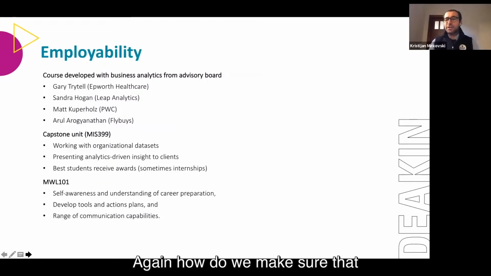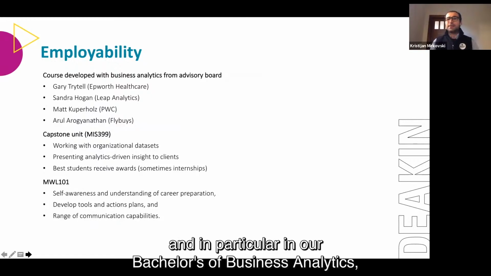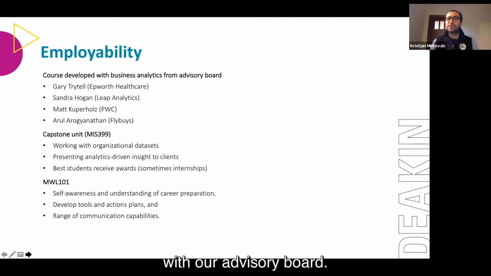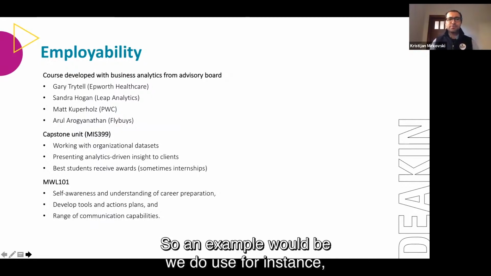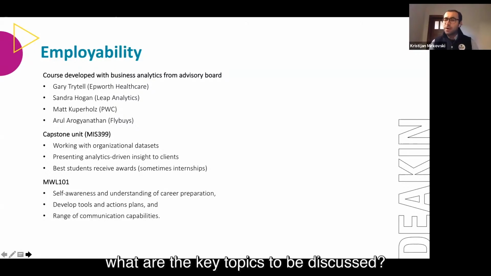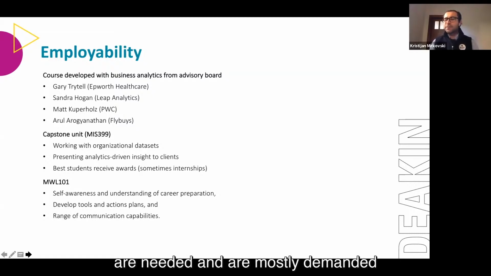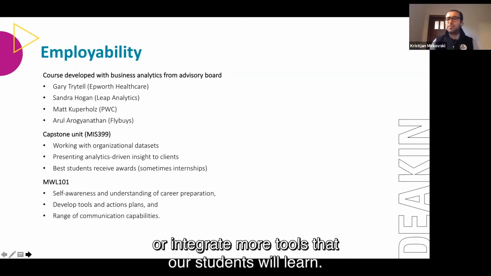Again, how do we make sure that all of our graduates are job ready at Deakin, and in particular in our Bachelor's of Business Analytics? We develop this course together with our advisory board. An example would be Gary Treitel from Ethworth Healthcare, Matt Cooperholz from PwC, and Aaron from Flyby. They give us insights about what the key topics to be discussed are, and what kind of platforms or tools are needed and most demanded within their industry. Based on their feedback, we integrate more content and more tools that our students will learn.